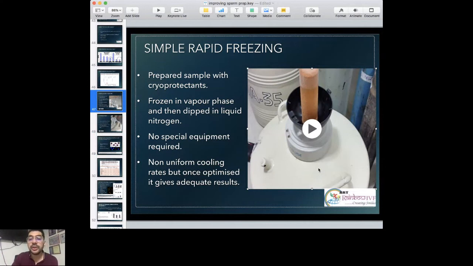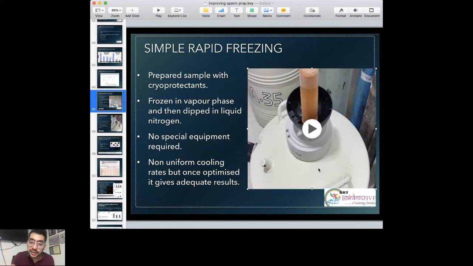The other way of doing sperm freezing is vitrification. This is something that is coming up. Now, the first time we did sperm vitrification was in the video that I'm showing you right now. What you do is you take something which will actually restrict the sperm into the liquid nitrogen, because you're dropping raw sample directly into liquid nitrogen. So we took a metallic sieve and then we dropped the sample using a pipette.